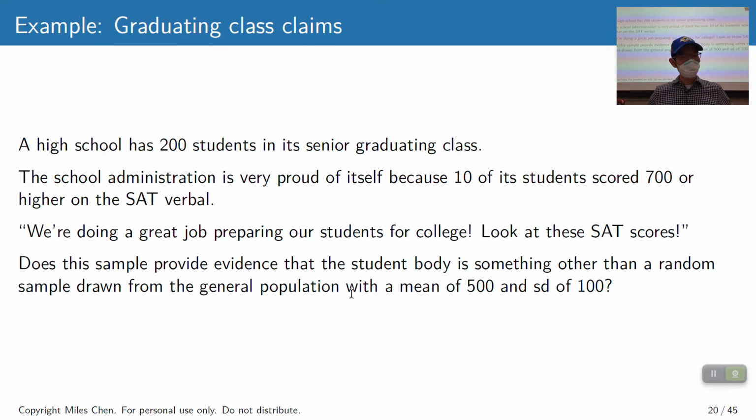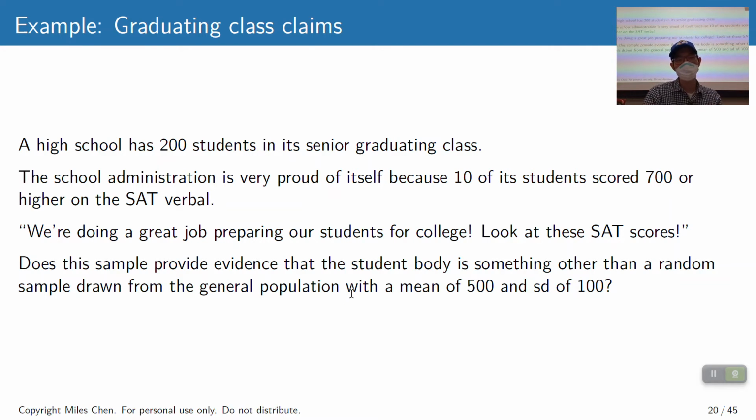Okay, so, all right, let's say your high school has 200 students in the senior graduating class. And the school administration this year is very proud of itself because 10 of its students scored 700 or higher on the SAT verbal. So they go, oh yeah, 10 students over 700, that's great, okay? And they say, we're doing a great job preparing our students for college. Look at these SAT scores. All right, is this something to be proud of? 10 students scoring 700 or higher in a class of 200 students? Or is this just kind of like, eh?